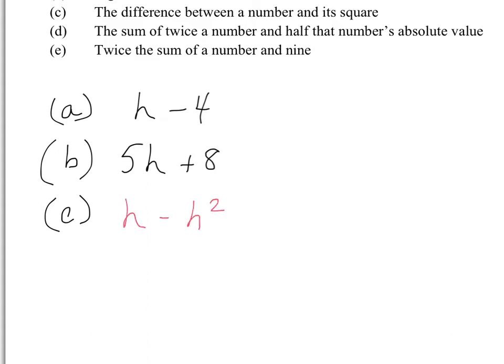So the difference between 10 and 7, you would do 10 minus 7. Okay, now, obviously, it's a little bit more difficult when it's variables because the numbers aren't there. But between a number and its square means you take the number and subtract from it, its square. Okay, subtract from it, its square. How about part D?